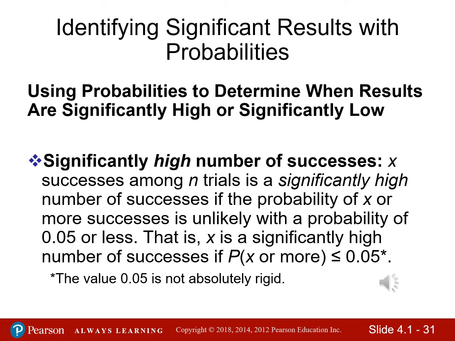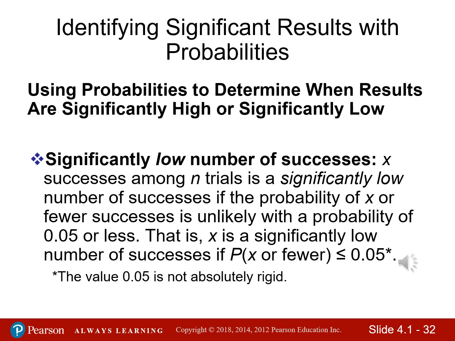We use probabilities to determine when results are significantly high or significantly low. X successes among N trials is a significantly high number of successes if the probability of X or more successes is unlikely, with a probability of 0.05 or less. X successes among N trials is a significantly low number of successes if the probability of X or fewer successes is unlikely, with a probability of 0.05 or less.